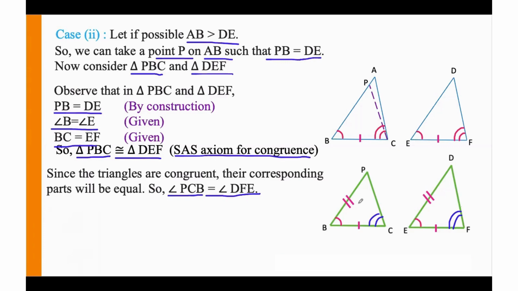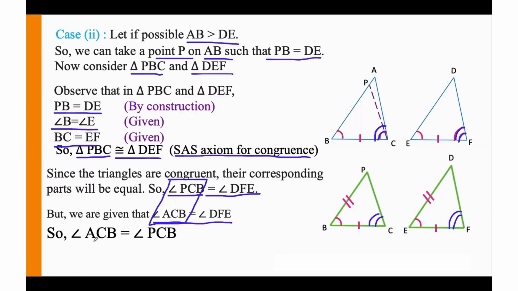Okay, but it is given in our statement that angle ACB is equal to angle DFE. ACB, this big angle ACB, is equal to angle DFE. It was given in the theorem statement. Since PCB is equal to angle DFE and angle ACB is equal to angle DFE, we can say that these two angles are also equal. So we conclude that ACB is equal to PCB.